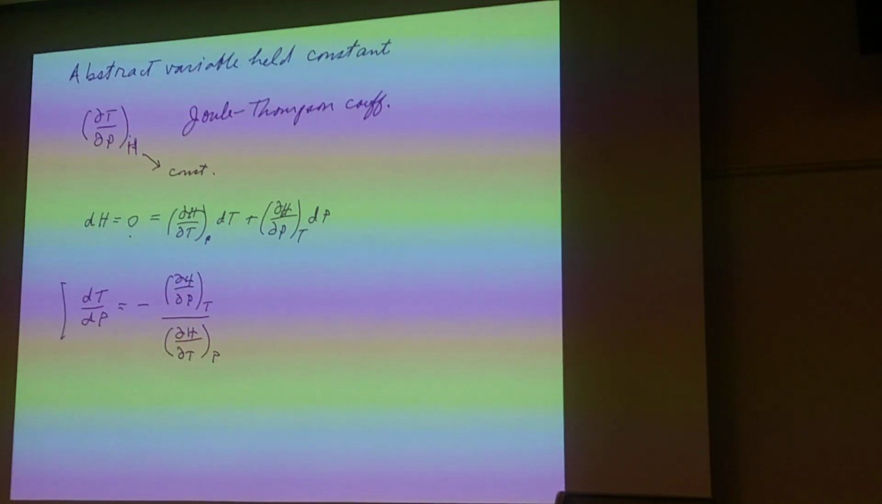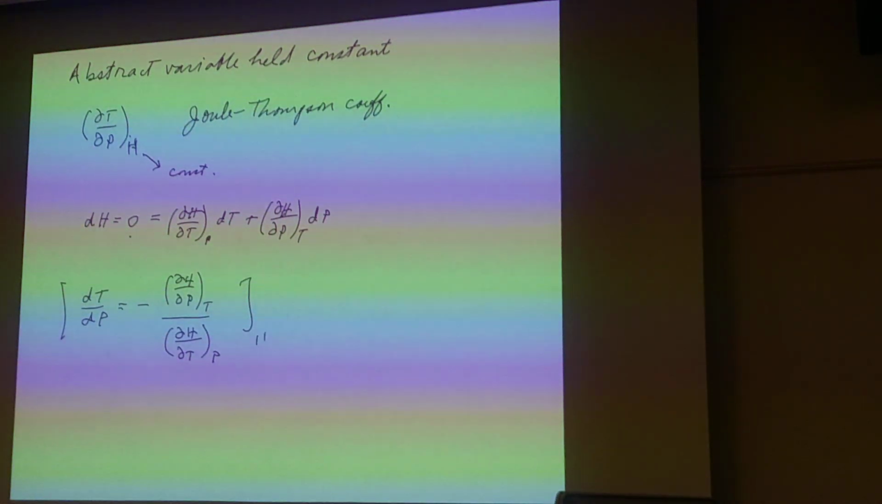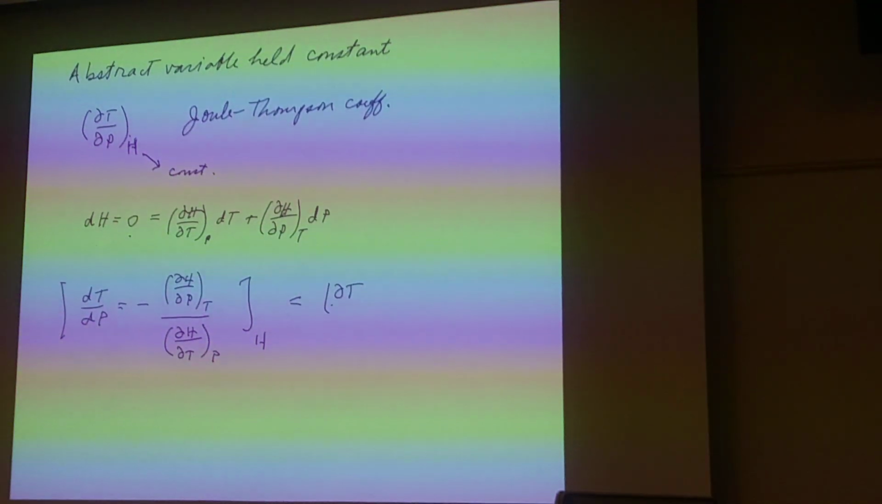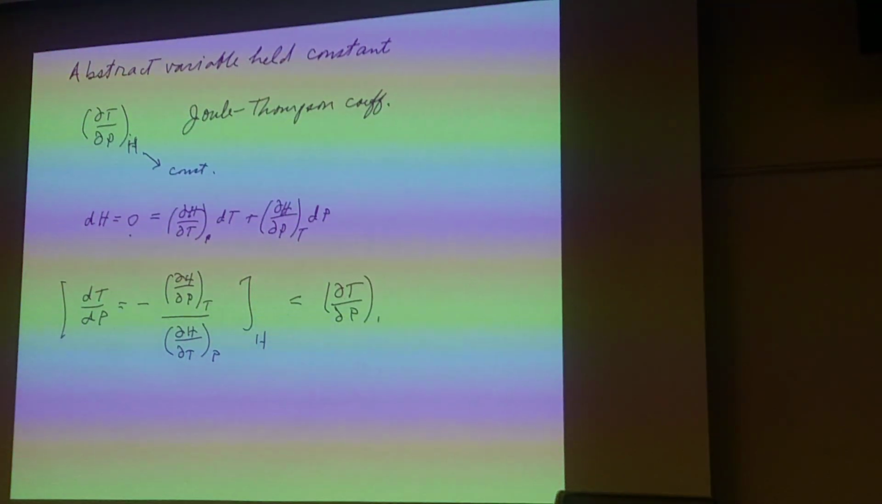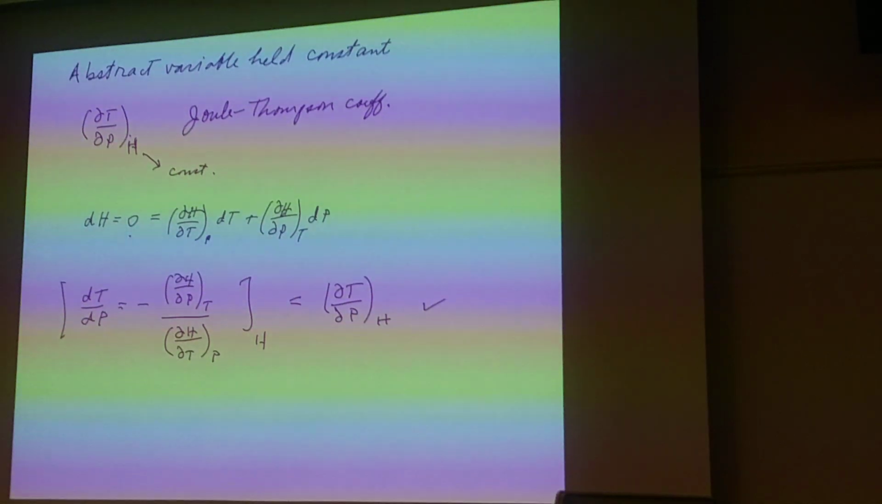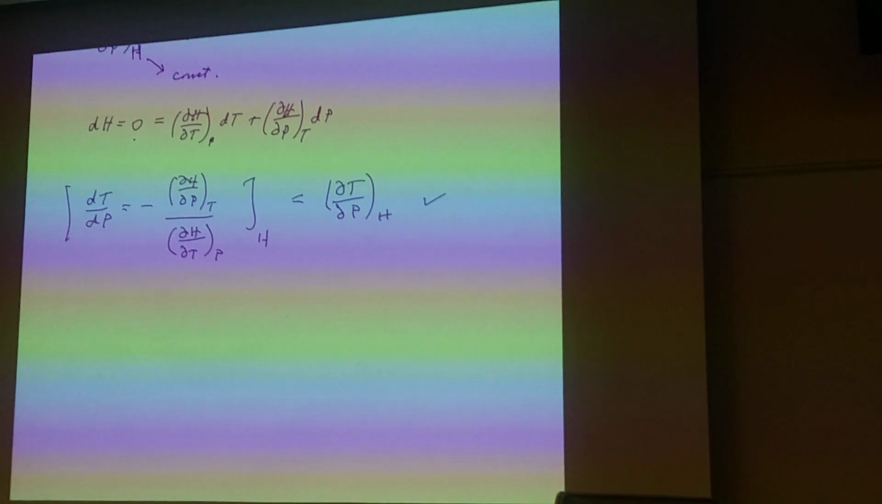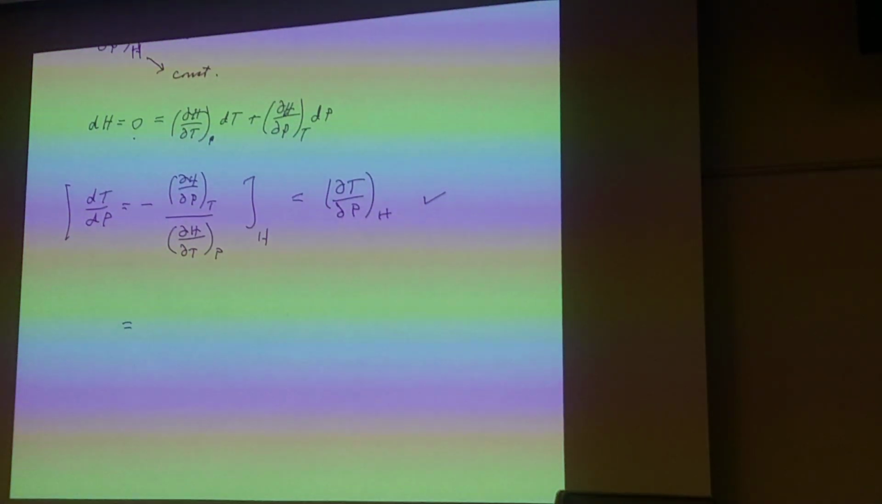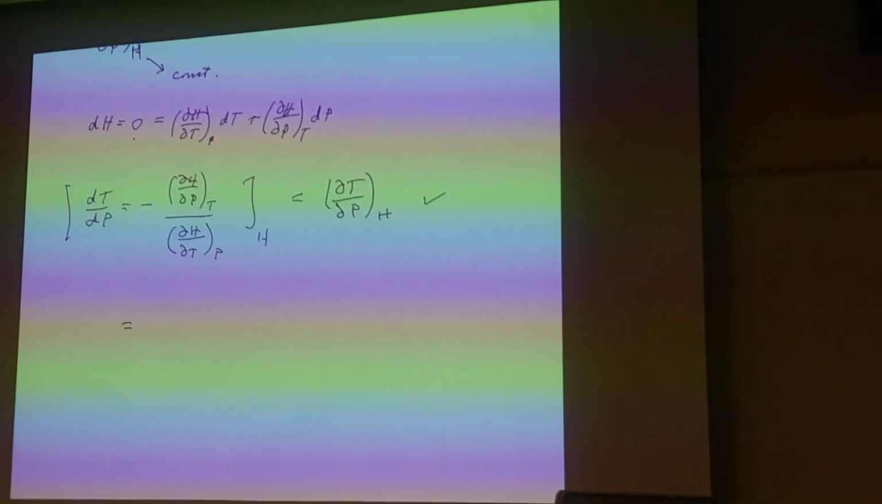And this is all at constant H, so this thing turns into partial T with respect to P at constant H, which is what we were after. Well, now let's take a closer look at it and see what it amounts to. We've already derived the expressions for both the numerator and the denominator in earlier work.